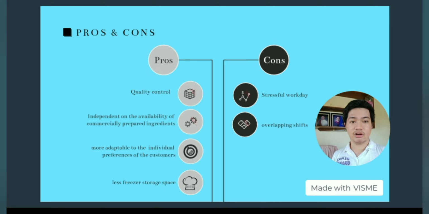Next is independent on the availability of commercially prepared ingredients. Actually, hindi mo nga masyadong kailangan yung mga commercially prepared because ikaw mismo yung nagtitimpla, nagpe-prepare sa iyong kusina. Next, more adaptable to the individual preferences of the customer. Pag sinabi ng customer mo na wag masyadong anghangan, pwede mo siyang bawasan ng anghang. Pag gusto niya ng mas maalat, pwede mo siyang bigyan ng mas maalat. So, sa kitchen mo, pwede ka mag-tweak ng iyong recipe based on sa preference ng iyong customer.